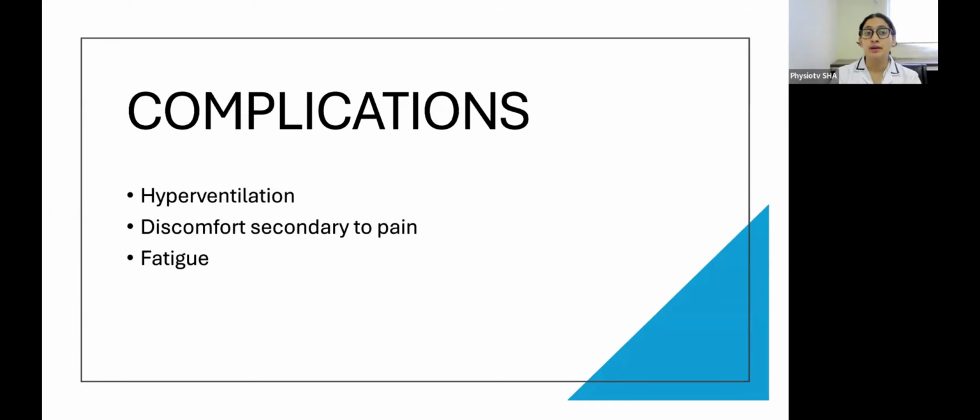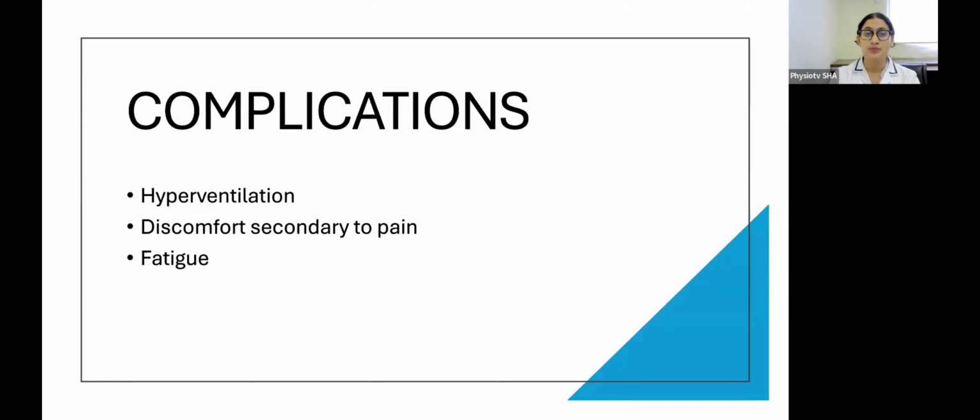Secondly, there might be discomfort secondary to pain in a patient, especially since, as we have seen in the indications, it is usually given in patients post-surgically. In those cases, we have to be sure that pain is not elicited and there is not a lot of discomfort after using this device.